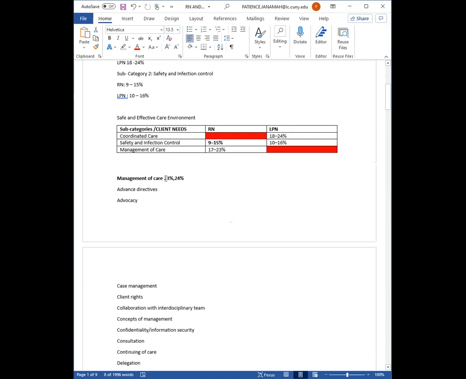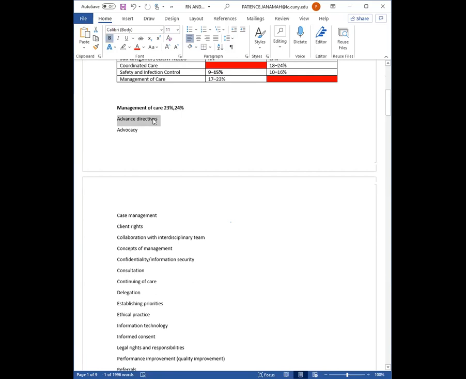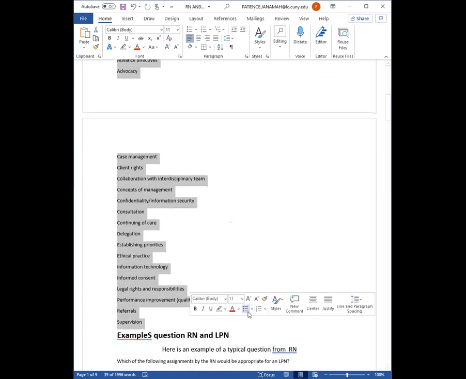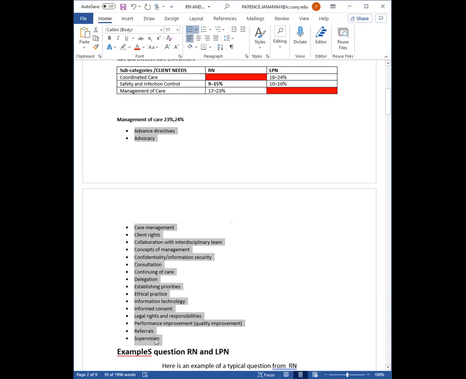So for management of care, 23 is for RNs, 24 is for LPNs here. You need to know advanced directives. You need to understand how to answer patient questions, how to identify client needs with advanced directives. Advocacy, you have to be the patient advocate. You have to advocate for the patient at all times. This particular one, I remember I had made a video under it, and I think I did finish this whole portion of it. So please, you can go on YouTube and listen to that.